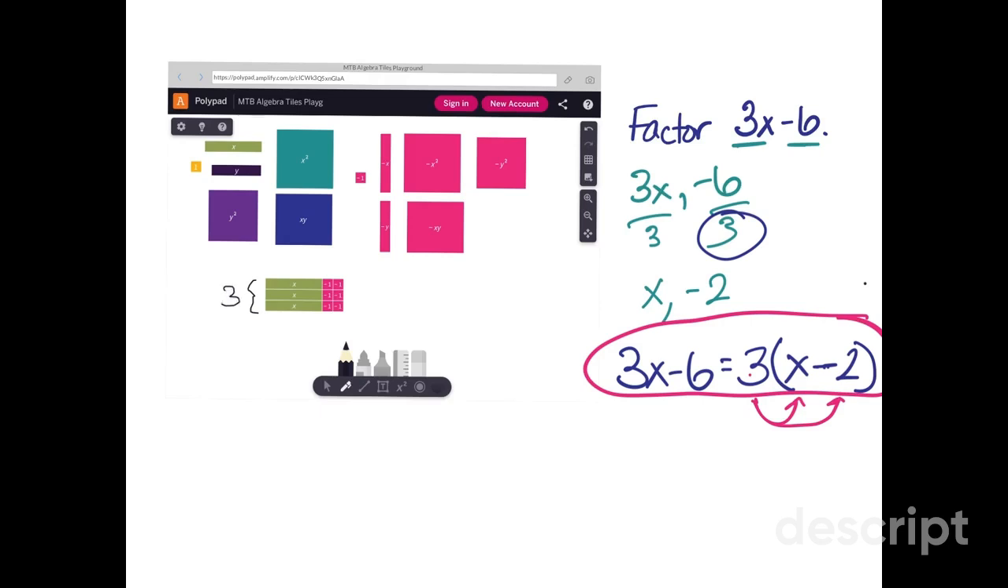So what I can see here is that my tiles, my full rectangle, is 3 tall, and 1x and a negative 2 wide. So 3 times x minus 2 gives me 3 x's and negative 6.